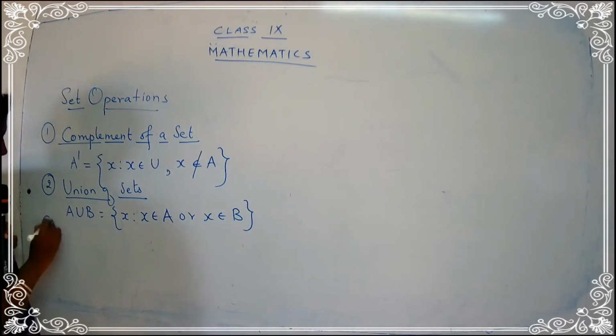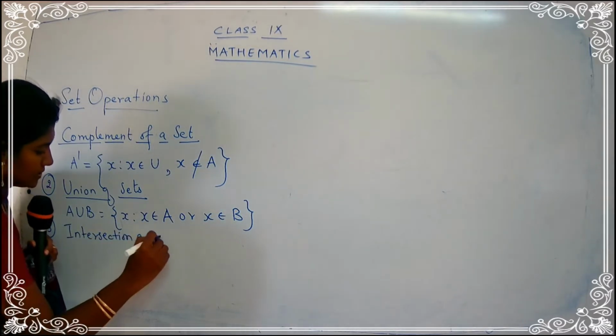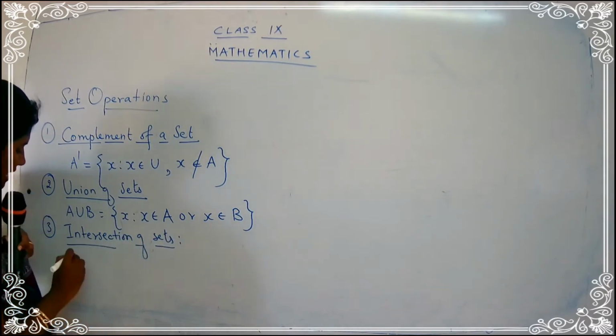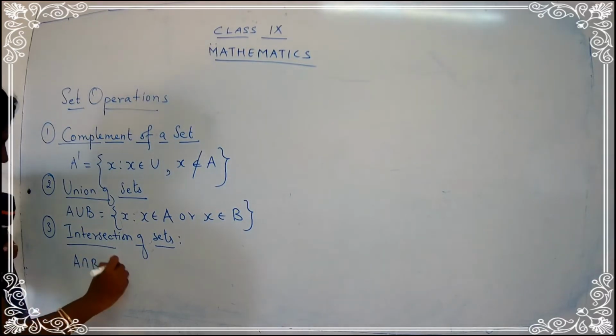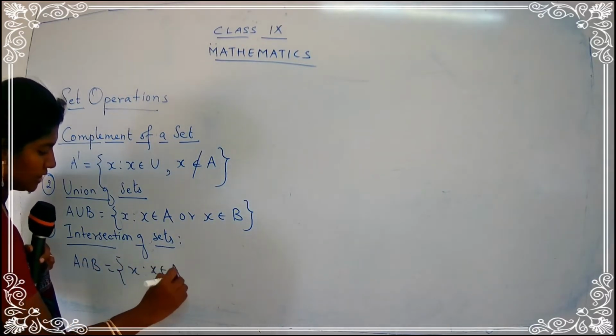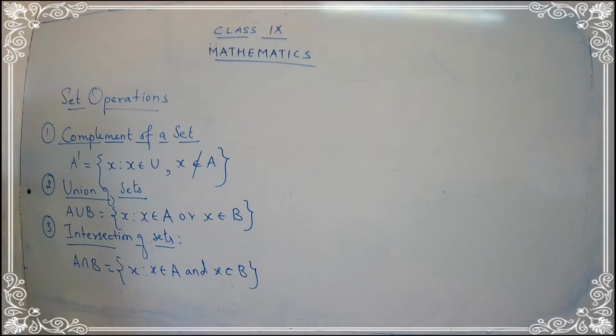The third one is intersection of sets. A intersection B. This U is read as union; the symbol for union is U. For intersection, you have to write the inverted U. A intersection B is equal to x such that x belonging to A and x belonging to B. Write down.